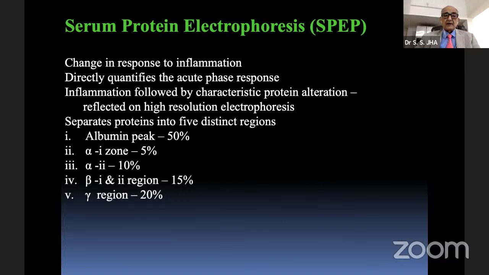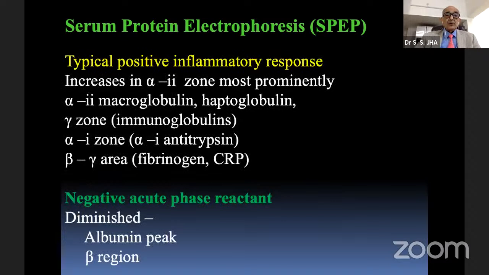Inflammation is followed by characteristic protein alteration reflected on high resolution electrophoresis, which separates protein into 5 distinct regions, and they are albumin, alpha 1, alpha 2, beta, and gamma regions. Now, in a typical positive inflammatory response, what will happen? The alpha 2 zone will increase most prominently, and also other areas. But with a negative acute phase reactant, there will be a diminished albumin peak and diminished beta region.